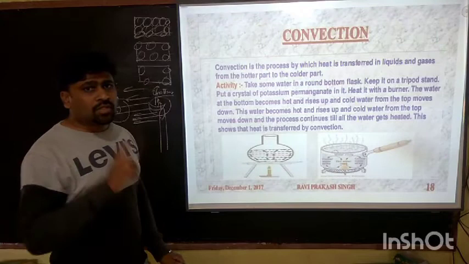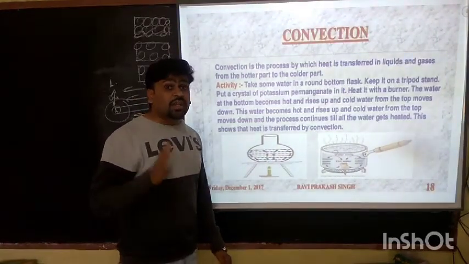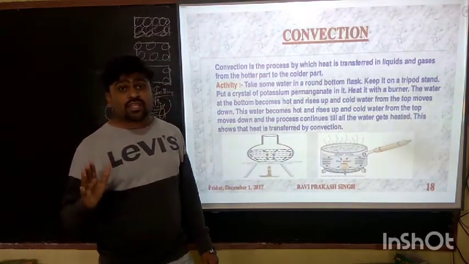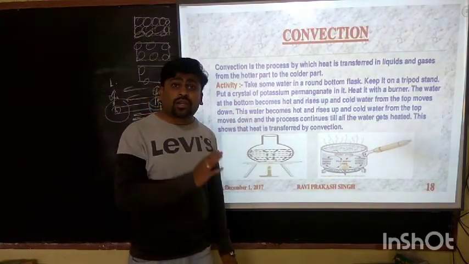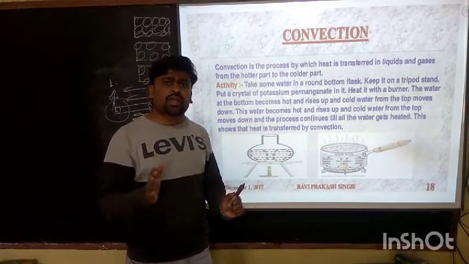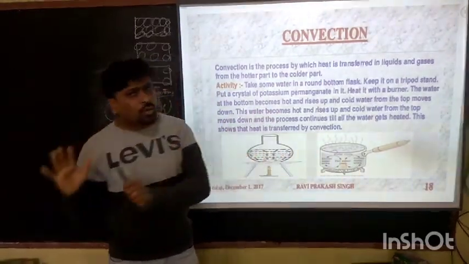Next is one type of transfer of heat, that is conduction. Conduction, nothing but it takes place in the solid. Heat is easily transferred from the hotter end to the colder end. Clear? Always, how does heat pass? Heat will pass from the hotter end to the colder end.